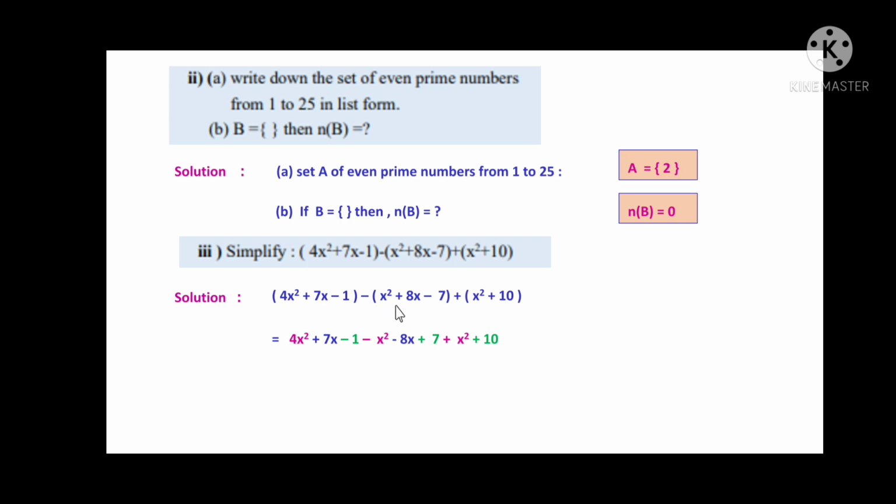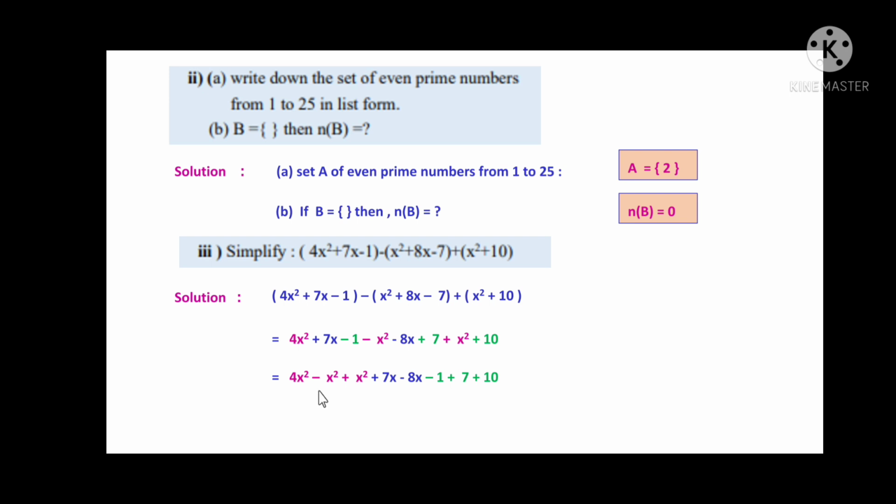Here in the second bracket, whatever the terms are there, their signs will change since there is a minus sign out of this bracket. And here I have given the same color for the terms which are similar. 4x square minus x square plus x square, this will be written in one place; 7x, 8x, this will be written in one place; minus 1 plus 7 plus 10 in one place. We'll group them. So we'll get 4x square minus x square plus x square plus 7x minus 8x minus 1 plus 7 plus 10.